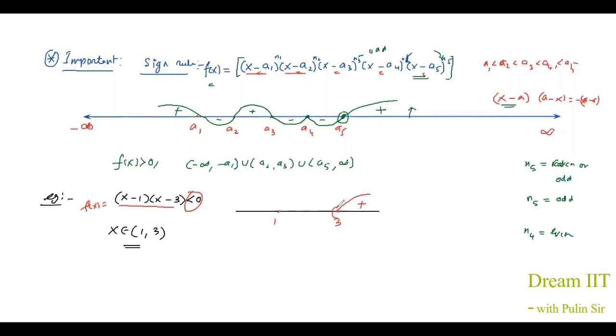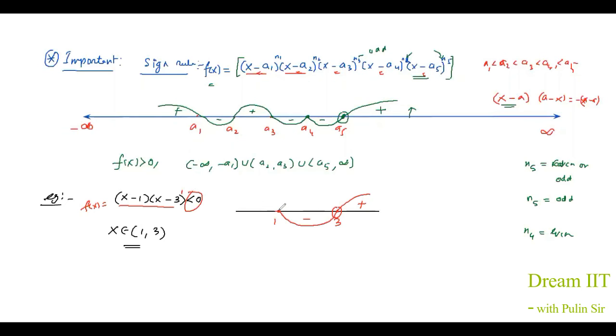Then you are about to pass to 3. What is the power of x minus 3? It is 1. That means odd. Odd means you will not keep your side retained. You have to cross the side. So you come to the next side up to the next point.